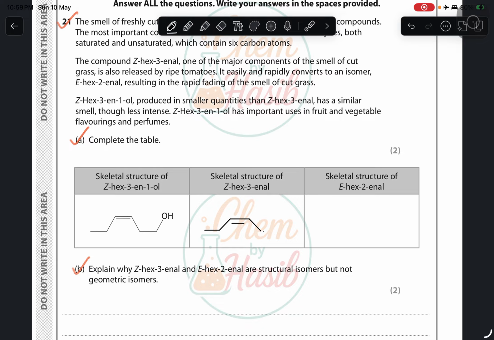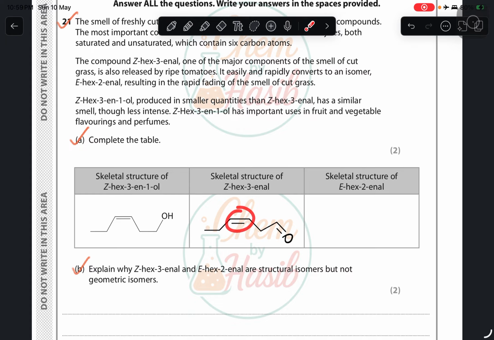There are 1, 2, 3, 4, 5 carbon atoms. Then we have the 6th carbon atom, and the 6th carbon atom will have a double bonded oxygen. So you give a double bonded oxygen because it's an aldehyde, because it says -al. And 1, 2, 3: there's a double bond on carbon number 3.